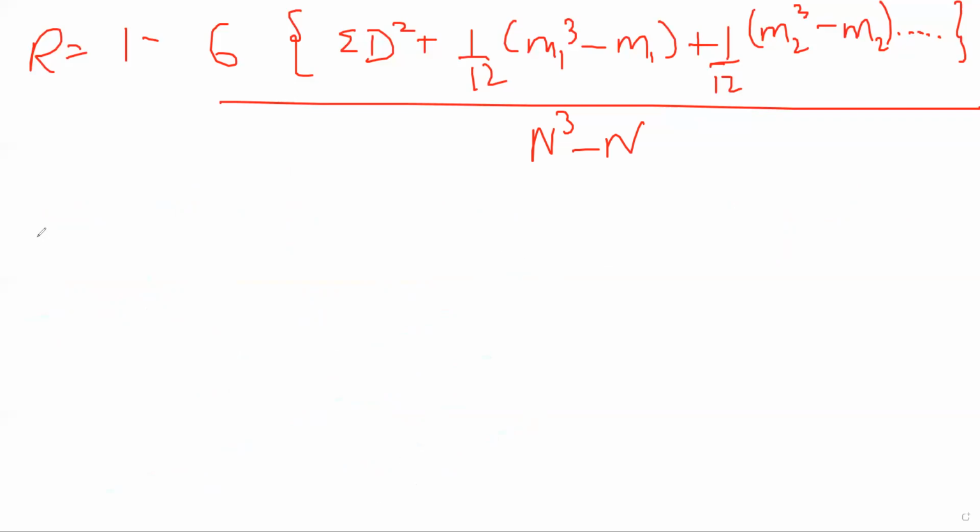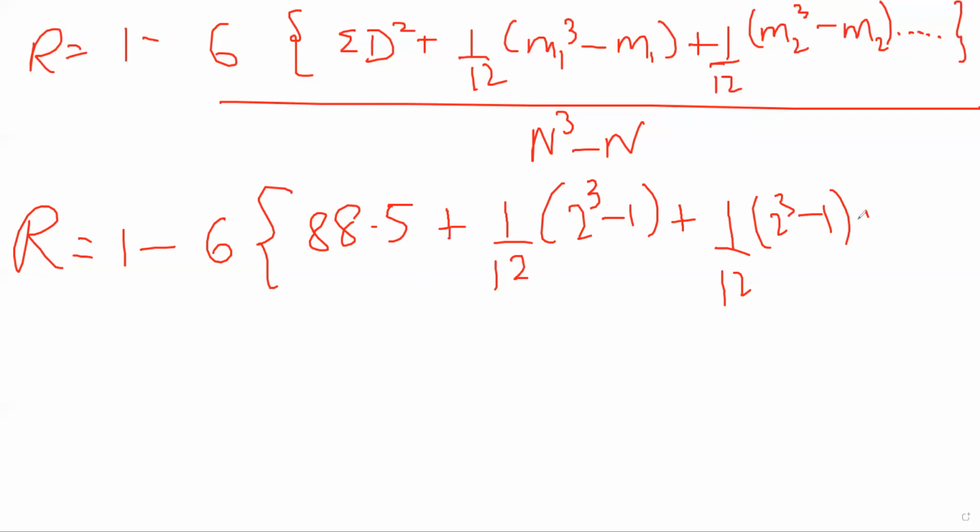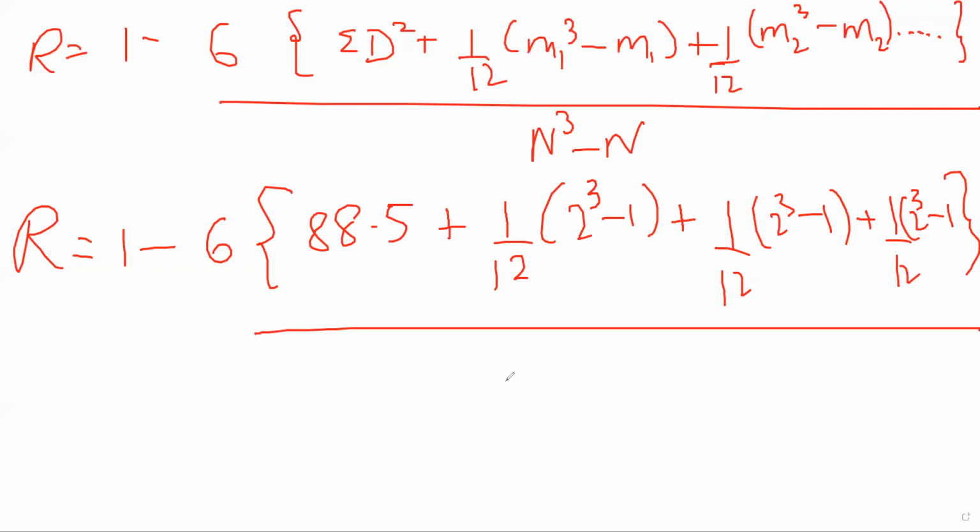Now, coming back to our problem, R is equal to 1 minus 6 of 88.5 plus 1 by 12 into M1 is 2, 2 cube minus 1. Same will be M2. That was also 2. So 1 by 12, 2 cube minus 1, plus 1 by 12 into 2 cube minus 1, divided by N, which is 8 cube minus 8.